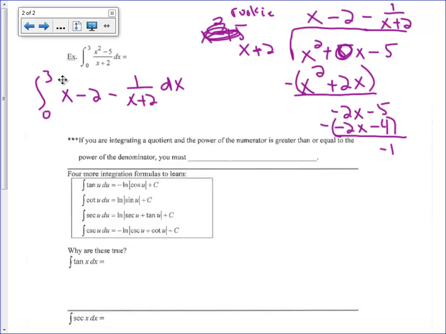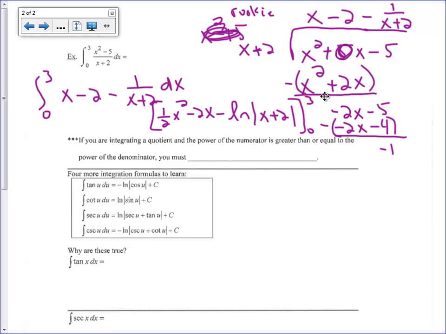Now this is not so bad. I can just integrate through this, and I get 1/2 x squared minus 2x minus, this is a u prime over u. If you let u equal x plus 2, the derivative of that is 1. So that's just 1 over x plus 2. That's u prime over u. So this is the natural log of the absolute value of x plus 2. And we're going to evaluate this from 0 to 3.